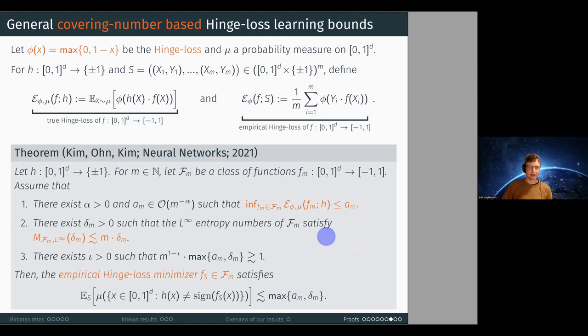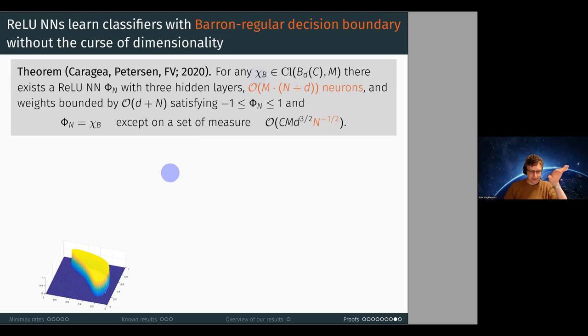Now if you plug this result in and combine it with our existing results, then you get the nice learning bound. Our existing result showed that if you have such a classification function with Barron-regular boundary, then using a certain class of networks with three hidden layers and O of m n neurons, you can approximate it up to error m to the minus one half, essentially. I mean, the two are exactly equal, except on a set of measure m to the minus one half. So this is the approximation result, which ensures that you can meet this condition here.